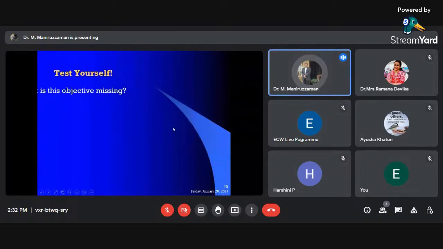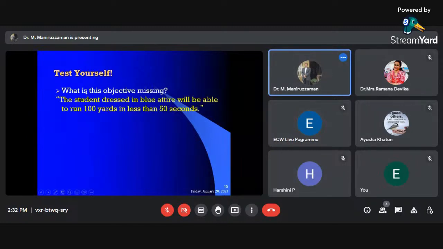Now let's test our knowledge of writing goals and objectives. What's missing in this objective? Can you tell me? The student dressed in blue attire will be able to run 100 yards in less than 50 seconds. Can you tell me what this objective misses?